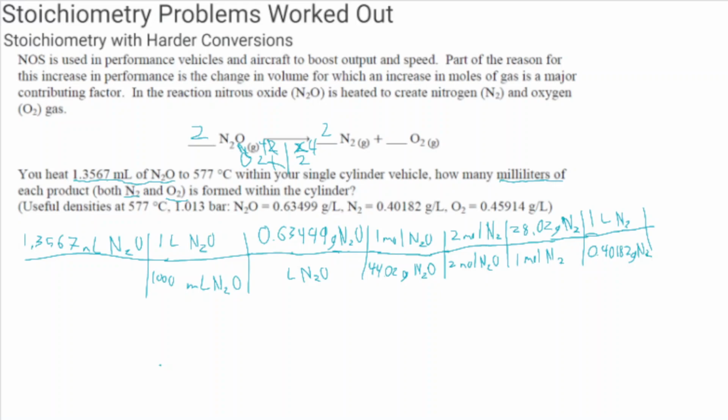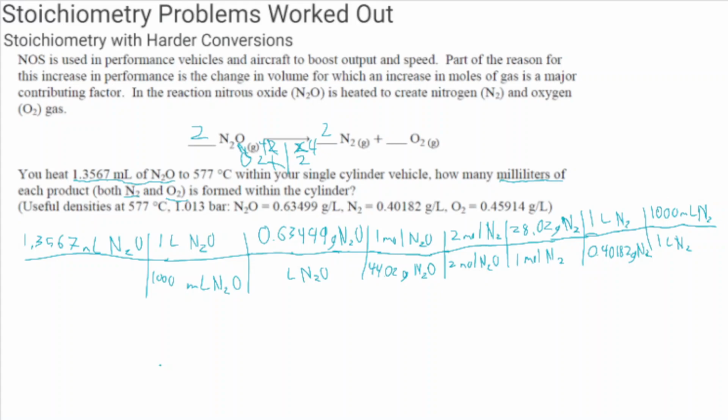And then we ultimately want to get to milliliters of N2. So we just have one more conversion to go. We can say for every 1 liter of N2. Again, you can use your useful equations packet or just know that this conversion where you have 1,000 milliliters is equal to 1 liter.